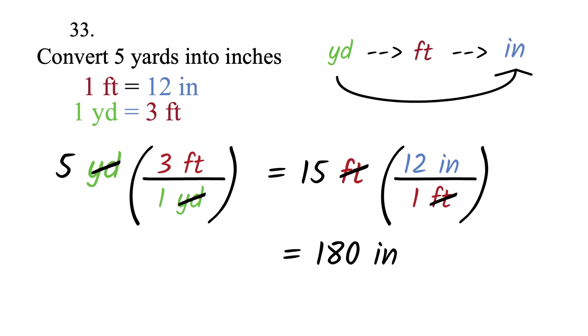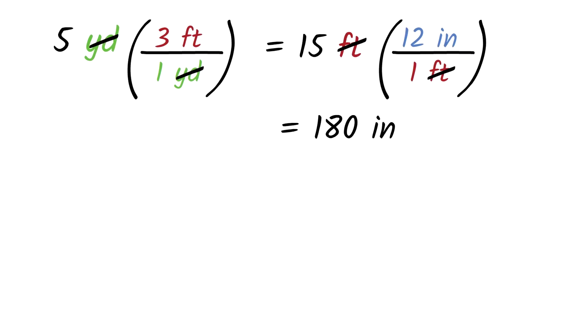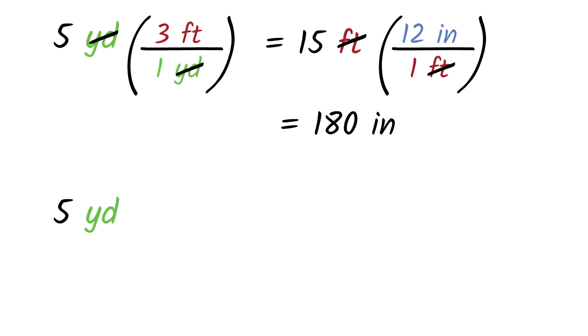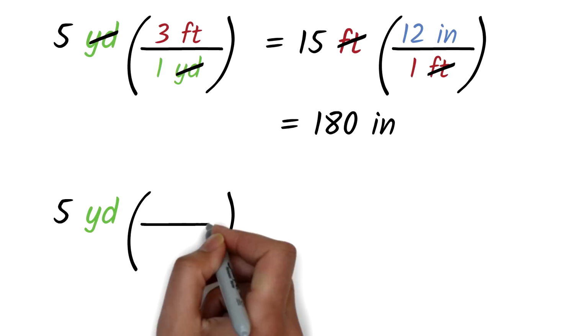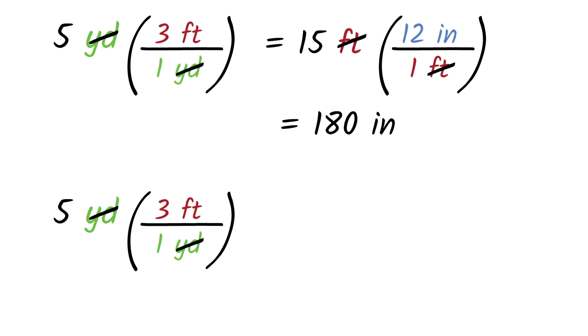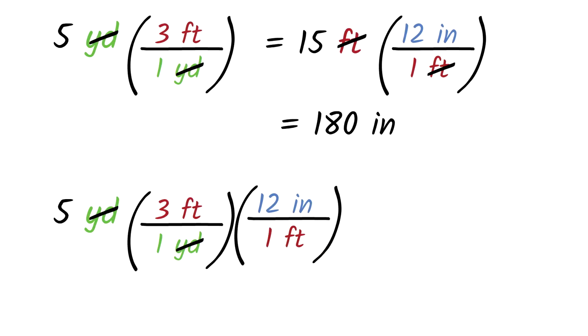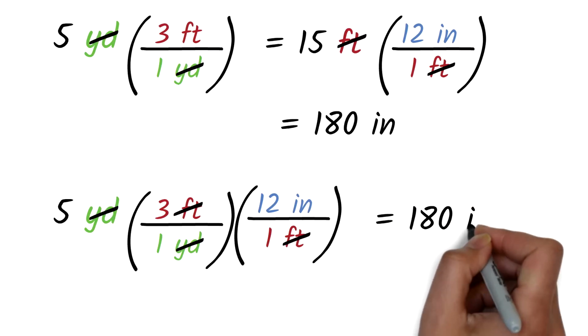You could have done this entire conversion as one step by basically combining the 2 steps we just did. We will start with the 5 yards. Then we will multiply it by the first conversion factor, 3 feet over 1 yard. The yards will cancel out. Then we will multiply it by the second conversion factor, 12 inches over 1 foot. The feet will cancel out. We can see that we just have inches left. We compute this on our calculator. 5 times 3 times 12. This will give us 180 inches as our answer.